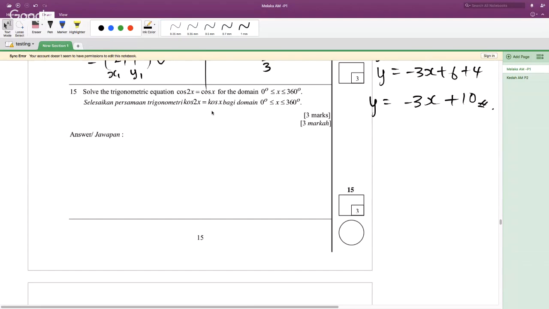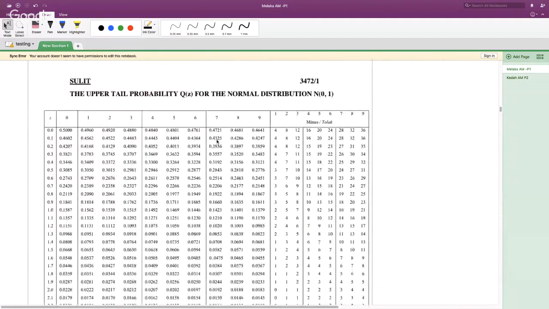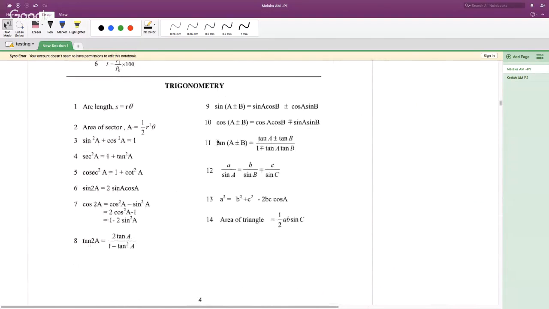Okay, let me just scroll up. I guess this paper actually does give us the formula. Yeah, so for cos 2x over here, I will choose the formula with only cos. So I will choose the second one, because on the other side it equals cos x. I think if cos x and sin x are together, it will be very difficult. So I will choose the second one.